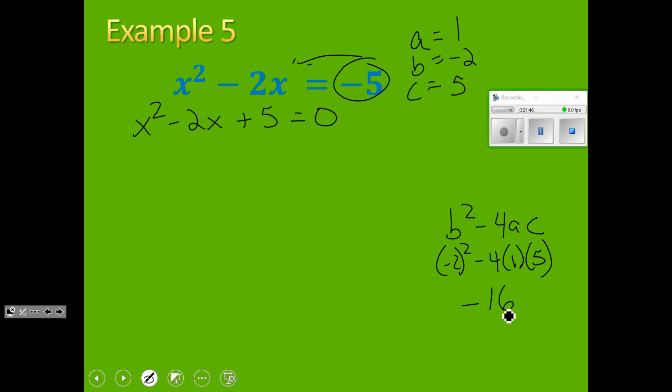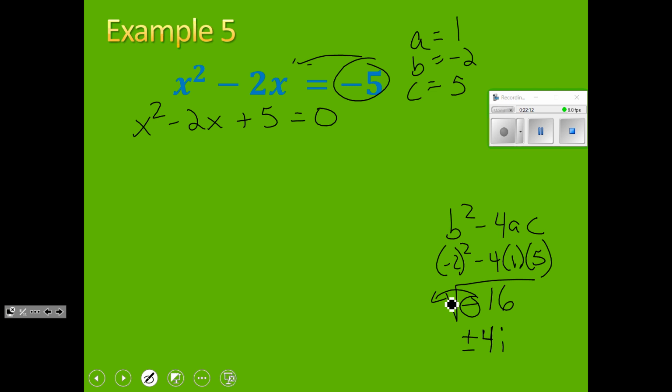So what does this tell us, like if I took the square root of that? Because my discriminant's a negative, that means I'm going to have an imaginary answer, because we know the square root of -16 is going to end up being plus or minus 4i, because the negative comes out as an i.